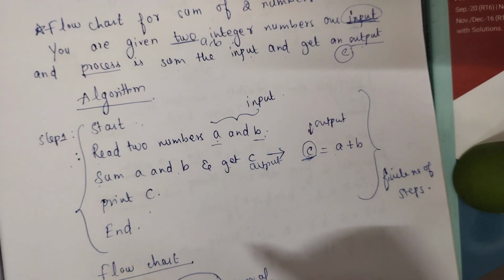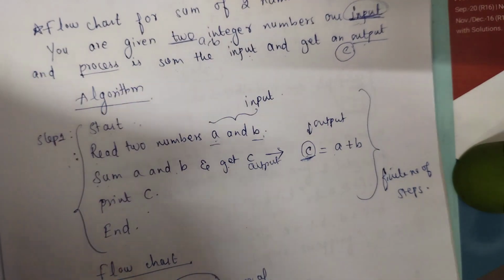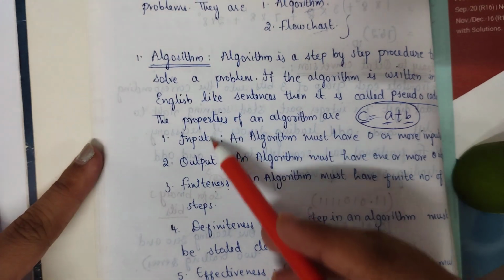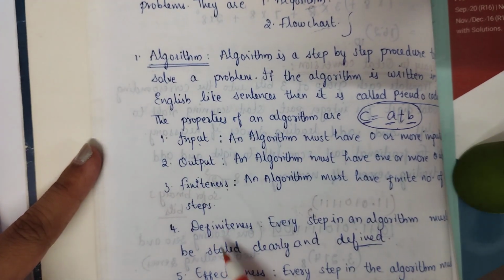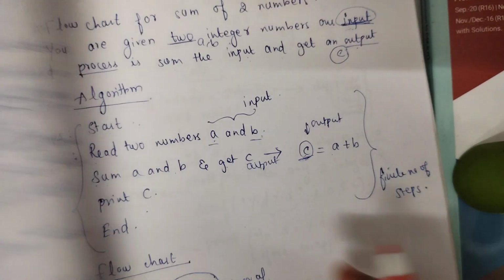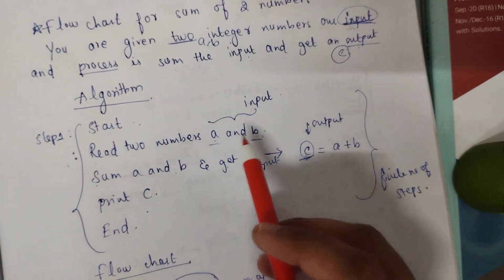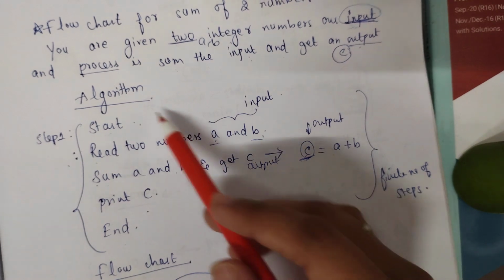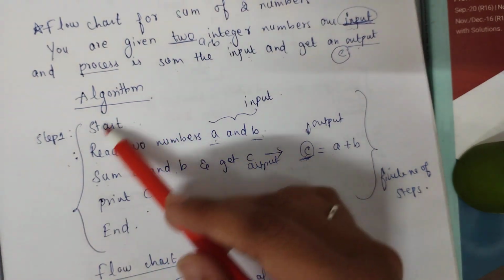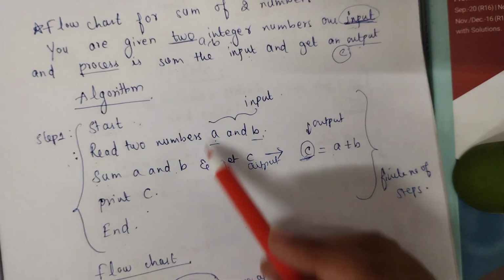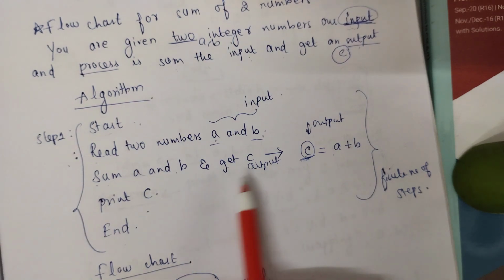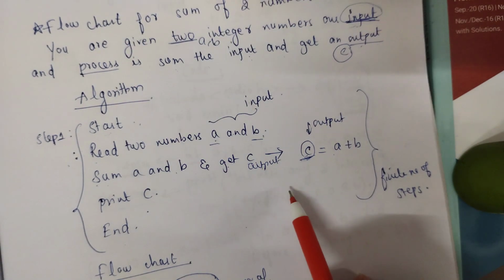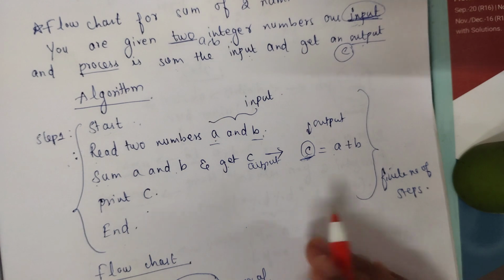As I said, in an algorithm we have these properties: input, output, finiteness, definiteness, effectiveness. So here we have all of them. We have input, we have output, we have a finite number of steps, we have defined all the steps clearly, and it is converted to a programming statement.